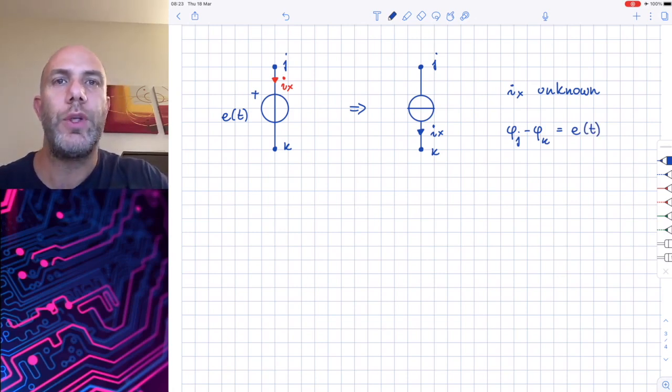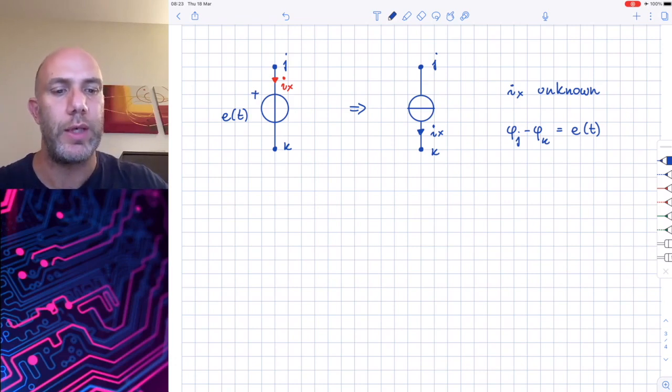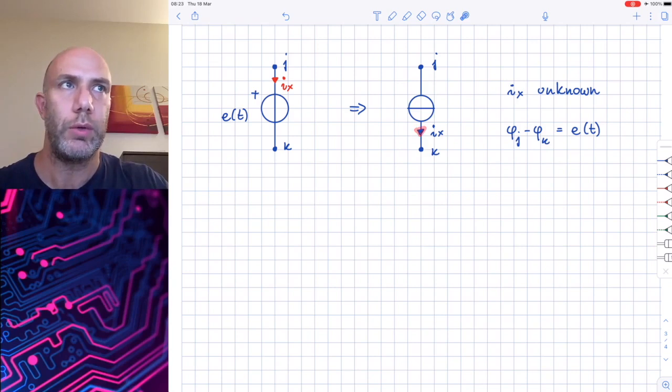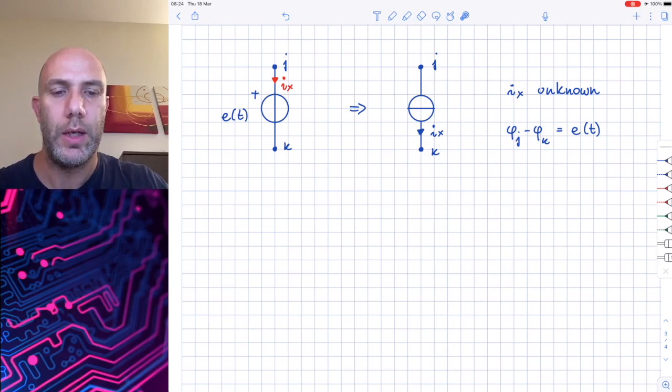Of course, if we substitute the voltage generator with the current generator, but with exactly the same value of voltage and current of the previous element, we are not changing the behavior of the circuit, because we are still saying that we have a voltage here applied that equals the electromotive force of the voltage generator, and here the current is exactly the current that the voltage generator is supplying to the circuit. Now let's try to see how this works in a real circuit.